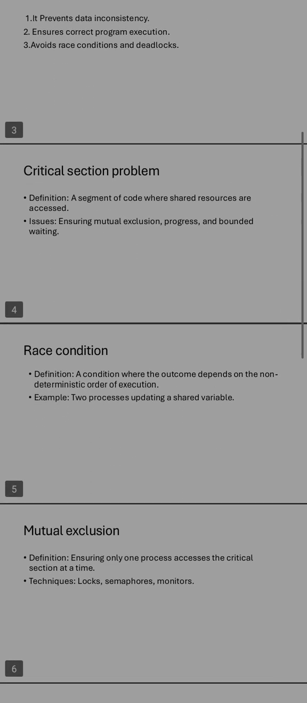Next, we are going to see about the critical section problem. The definition for this is a segment of code where shared resources are accessed. So it is a code in which there are many resources which we will be able to access, and that is known as the critical section problem. The issues faced in this are ensuring mutual exclusion, progress and bounded waiting. We have to wait for the critical section to do the execution process.